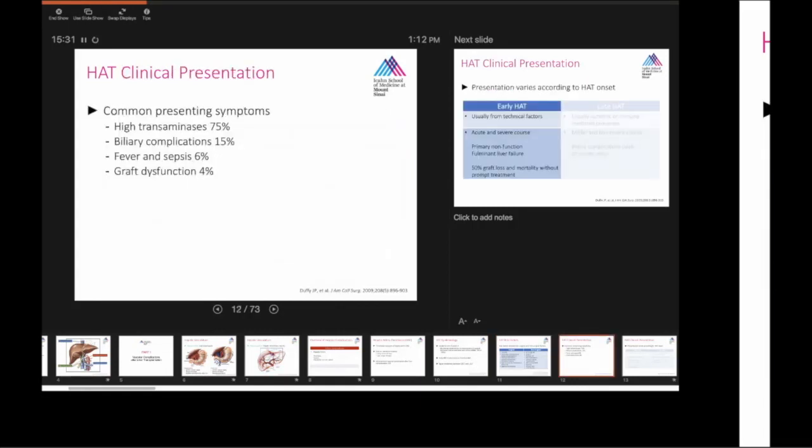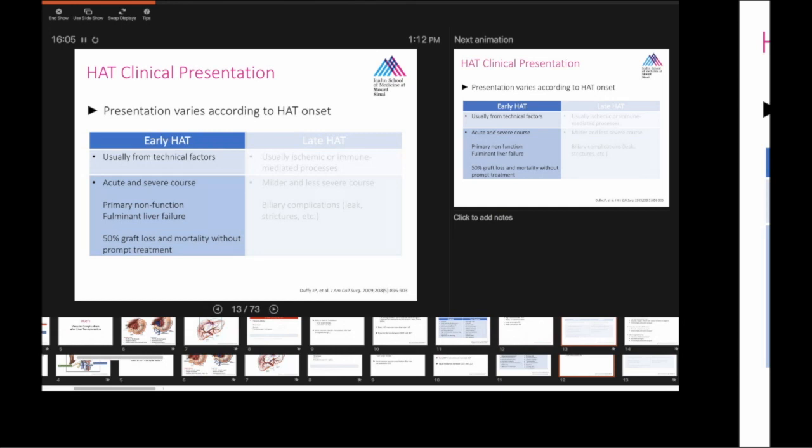Correct. The most common presentation of HAT is high transaminases. In some cases, patients become symptomatic. They could develop biliary complications, which we will talk about later. As I mentioned earlier, the biliary tree is exclusively supplied by the artery, so any problems with the hepatic artery can cause biliary problems. Fever and sepsis and graft dysfunction can be presenting symptoms or presenting signs of HAT as well.